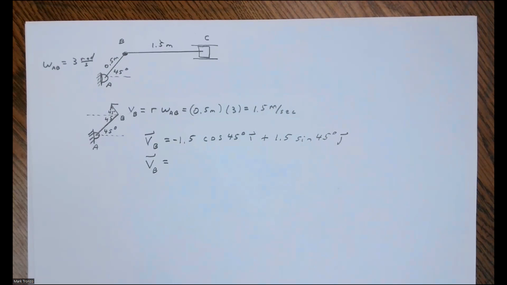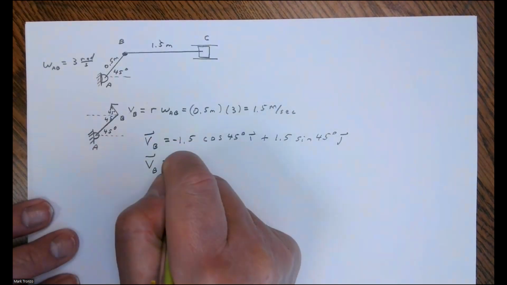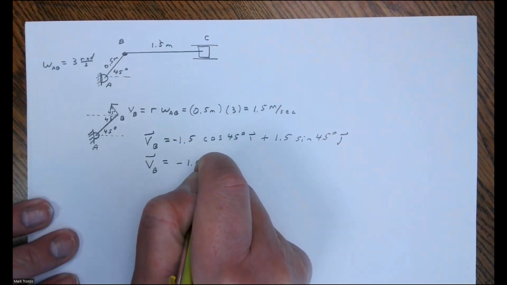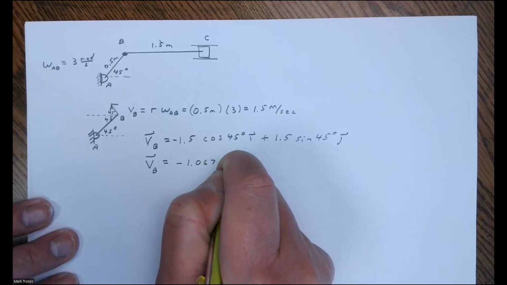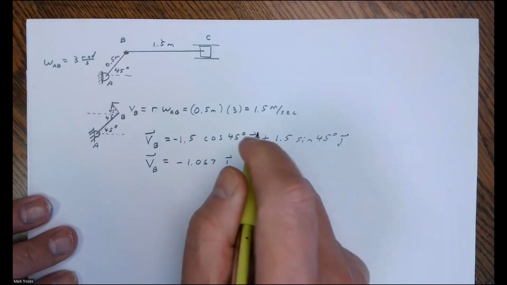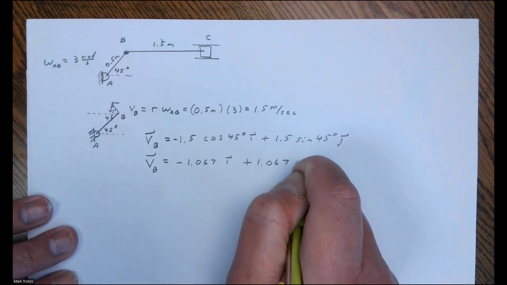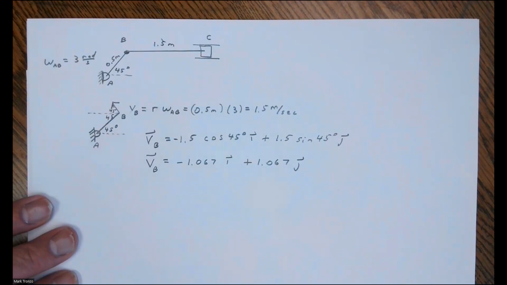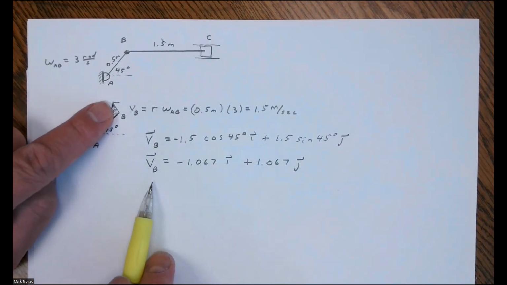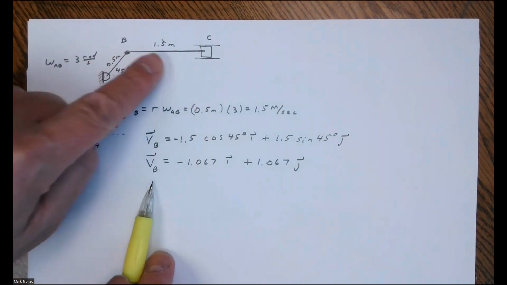And when you put this into your calculator, we get something like minus 1.067 I. And over here, 1.067 J. And so that gives us some information about this. And so now that we have this VB vector, now we can start looking at this link over here.